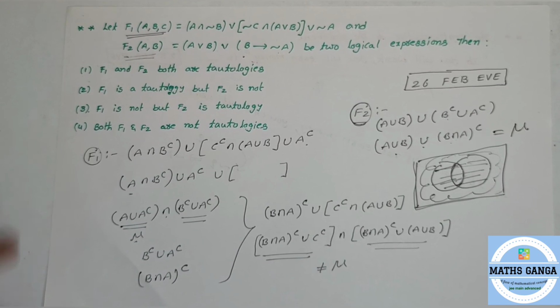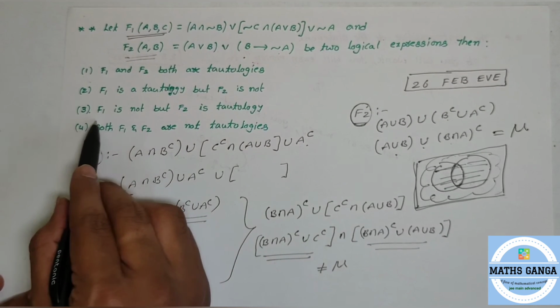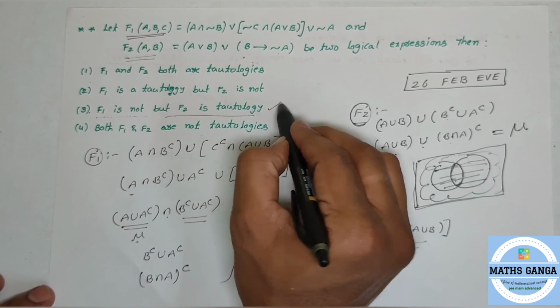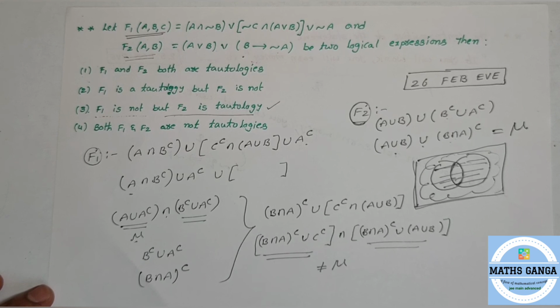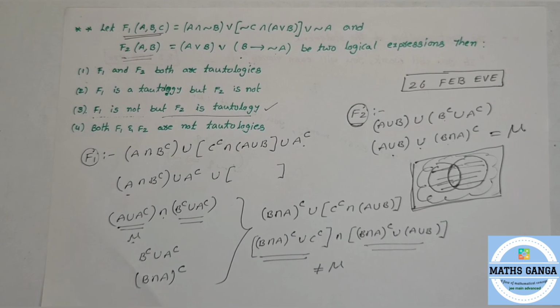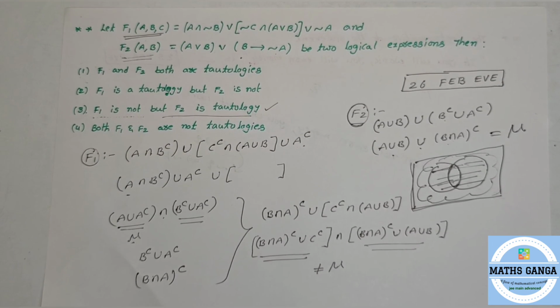This problem takes quite a lot of your time to answer, and at the end your answer is that F1 is not a tautology but F2 is a tautology. Option 3 is your answer for this problem. These are the questions from mathematical reasoning. Have a look and practice answering these types of questions by converting into sets, and I will come up with questions from the other chapters in the next videos.